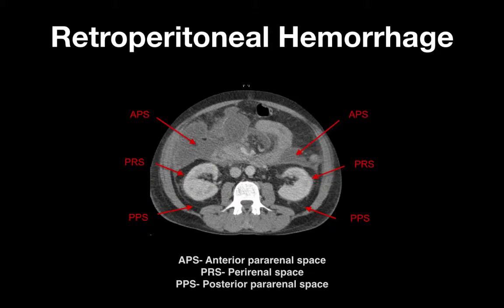Now, when AAAs rupture, they're going to go generally into one of three spaces. They're going to go into the anterior pararenal space, they're going to go in the perirenal space, or they're going to go in the posterior pararenal space. Now, if the AAA ruptures in the perirenal space or the posterior perirenal space, what's going to happen is it's going to displace that kidney, ipsilateral kidney, anteriorly.